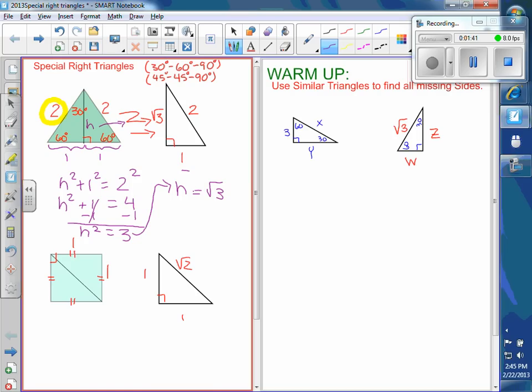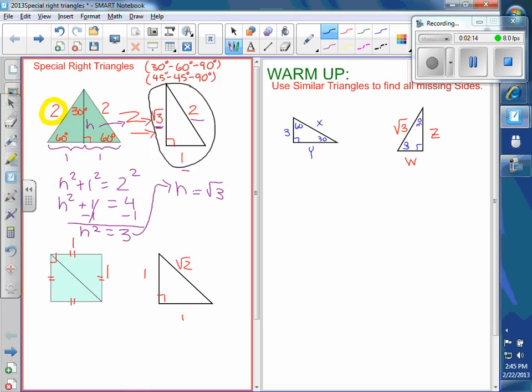But the height is also, if I take half the triangle and redraw it, this triangle has a 2 on the hypotenuse, a root 3 on the long leg, and a 1 on the short leg. So I want you to memorize this triangle. And the reason is it comes up a lot, well, forever, for the rest of the time that you do math and any engineering-related, physics-related math.